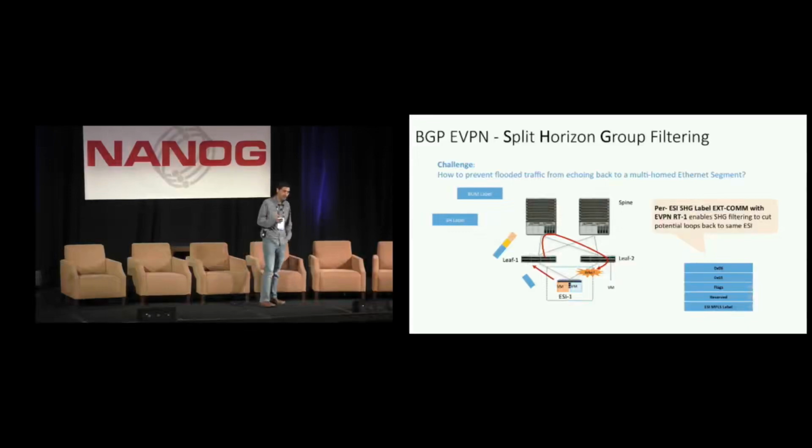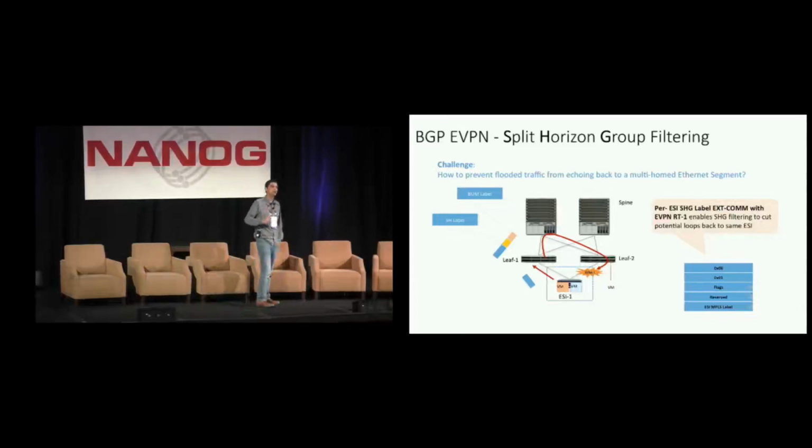For example, here, for an ESI that is multi-homed to leaf 1 and leaf 2, leaf 2 would have allocated an ESI label, or a split horizon group label, for ESI 1 and advertised that label to leaf 1. Now, when leaf 1 receives a multi-destination packet that it has to flood on the fabric on ESI 1, it will impose this extra label, or this additional split horizon group label, on the packet when it replicates the packet towards leaf 2.